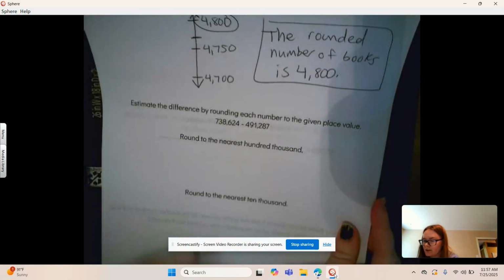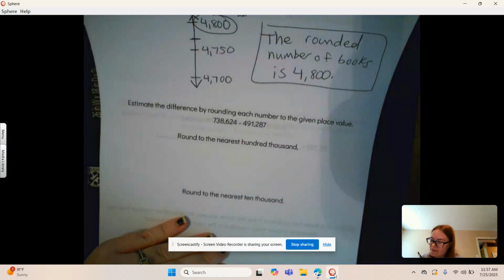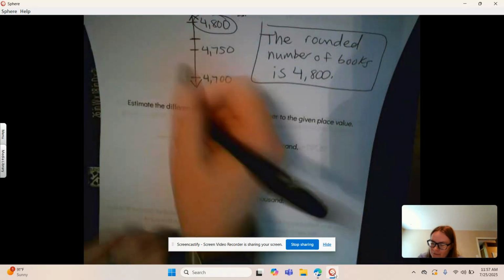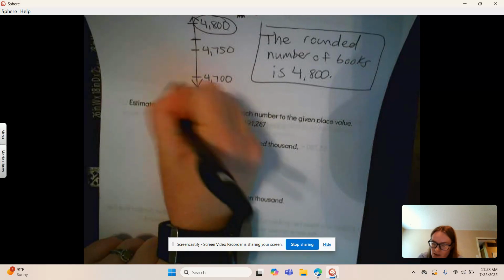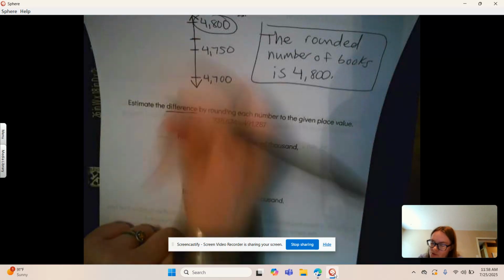Let's move down to our second problem. We're going to estimate the difference by rounding each number to the given place value. So what does difference mean? It's not talking about like how the numbers look different. What does difference mean in math? It means to subtract. Good.